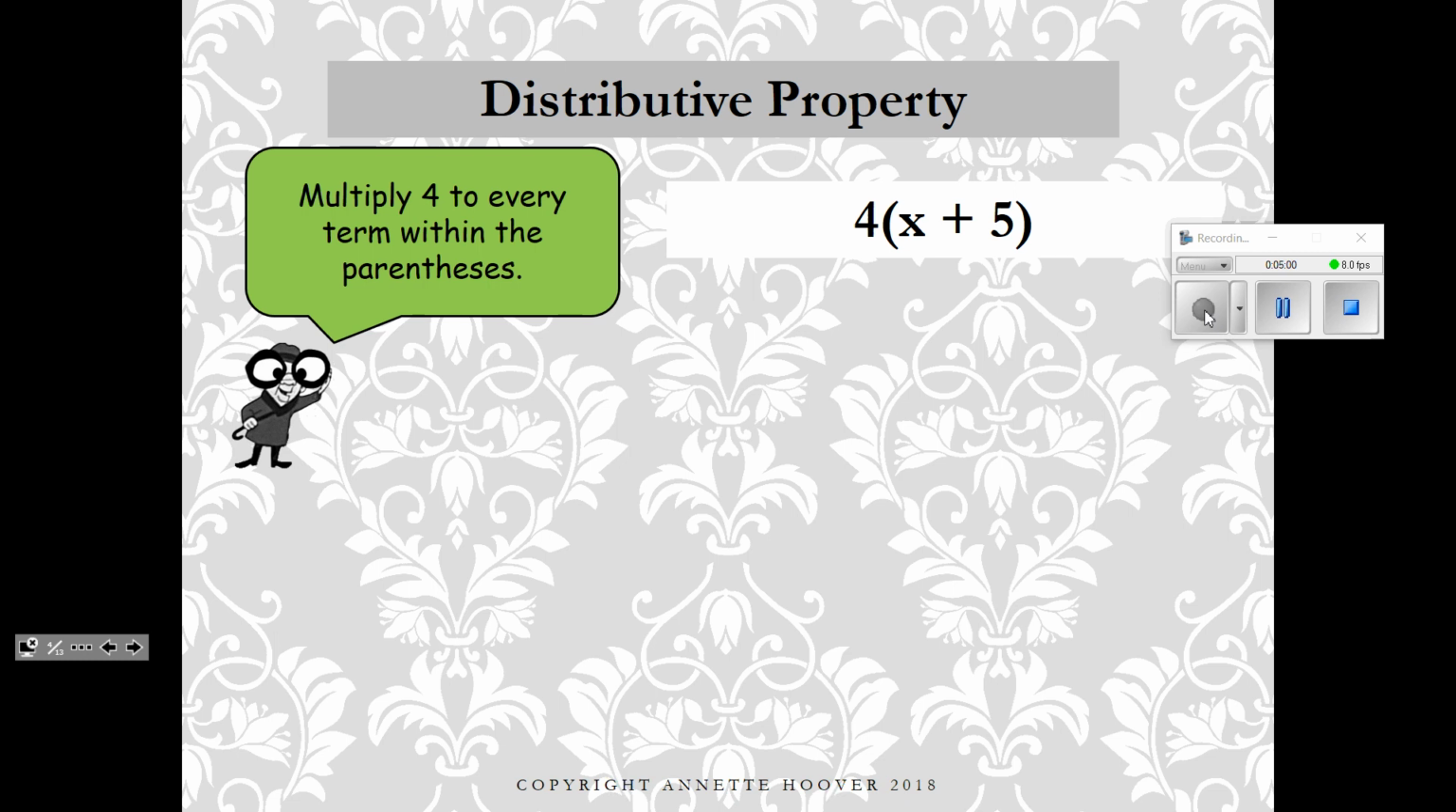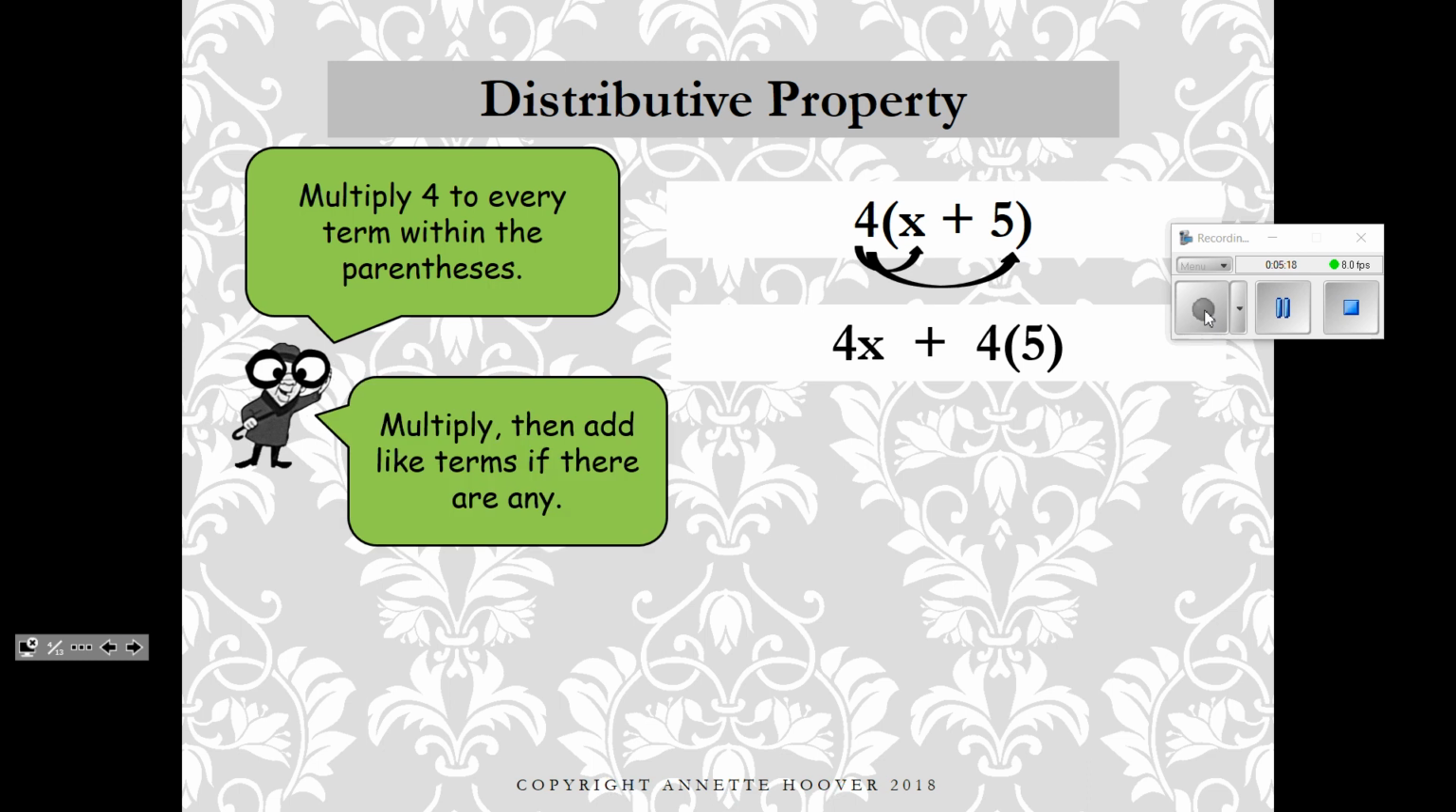4 times the sum of x and 5. So we're going to multiply the term outside, which is 4, times the first term, which is x, and 4 times x is simply 4x. Then we're going to multiply 4 times 5, and 4 times 5 is 20. So that leaves us with 4x plus 20.